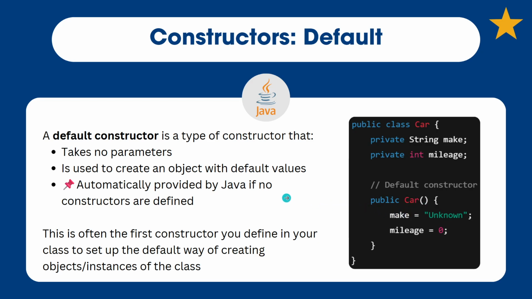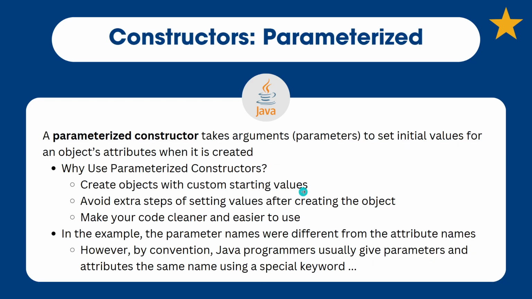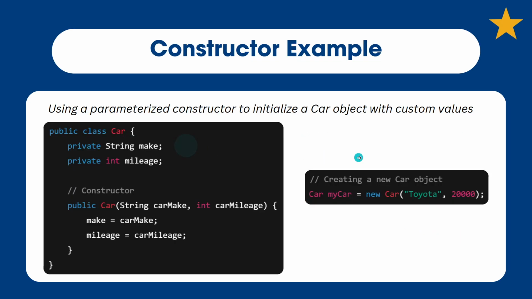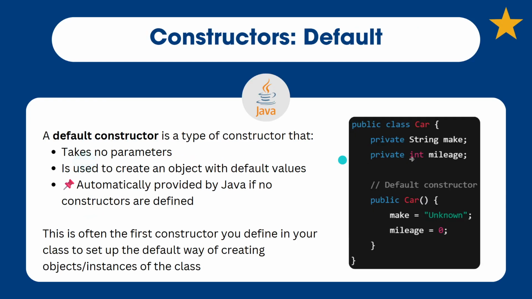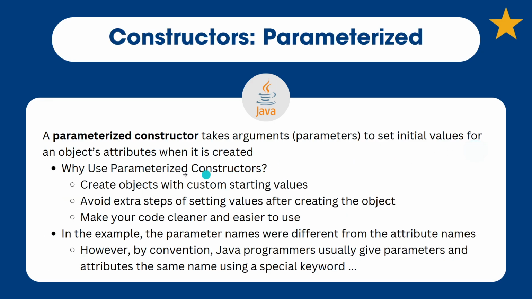We'll talk about other constructors in the next slides. So yeah, this is usually the first constructor you define in your class to set up the default way of creating new objects slash instances of the class. Let's say you want to actually provide some parameters for that constructor. You want to actually give people the ability to set the initial values. You want to give someone the chance to set the make and the mileage. Remember, make is another word for brand for a car.